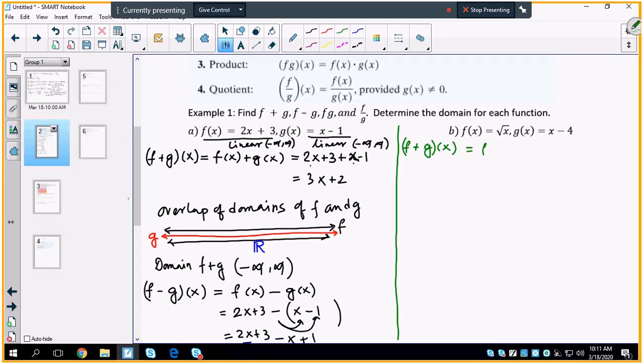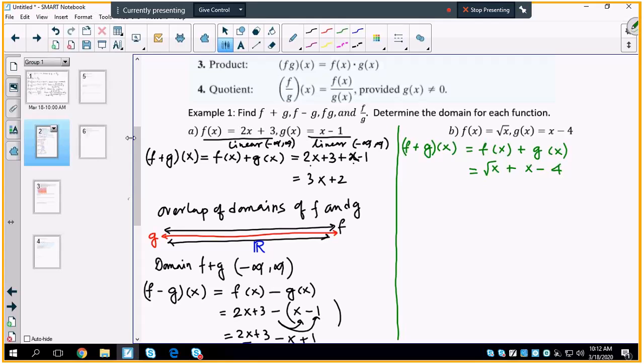So let's write it one time, f of x plus g of x, which is equal to square root of x plus x minus 4. And see, none of these terms are like terms. So we will not try to subtract or add or combine any terms, and we will just call this my final answer. Domain.